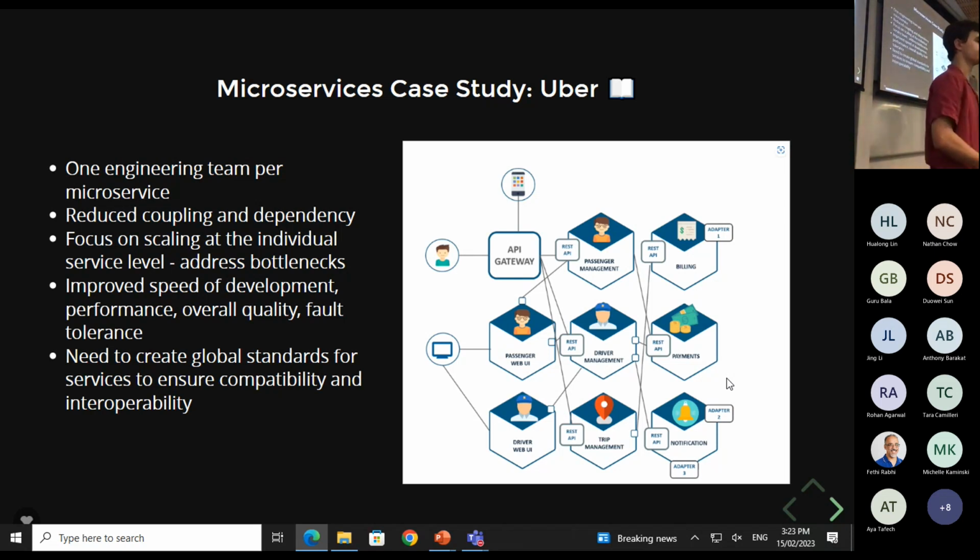Improve speed of development. The developers are happier. It's just as simple as when you're writing code, having to wait an hour for the continuous integration, right? Your pipeline to run because it's running all these tests on this massive monolith repo. If you go to microservice, that takes 3 minutes. Developers are happier, things get done more quickly.